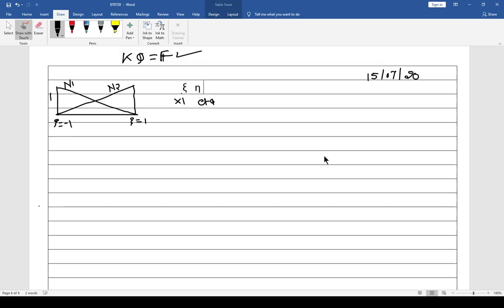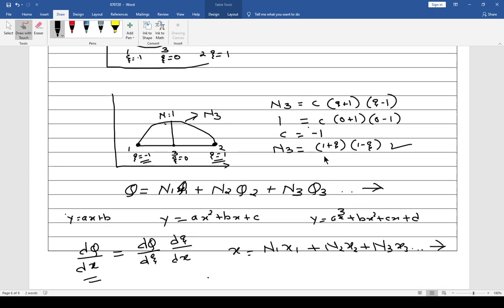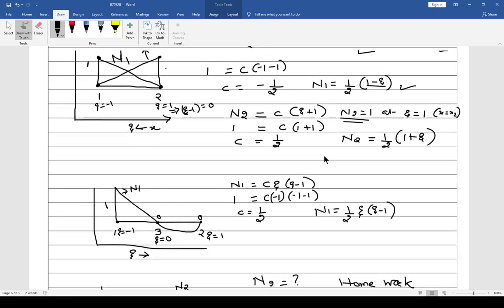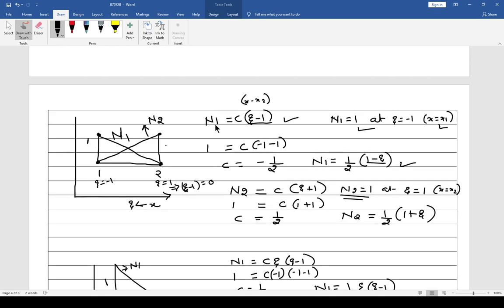And if you remember, I scroll up, we have derived n1 equal to 1 by 2 into (1 minus zeta) and n2 equal to 1 by 2 into (1 plus zeta). So you can go through this derivation. This derivation is most important derivation. Okay, so you have to mug up this for your lifetime.